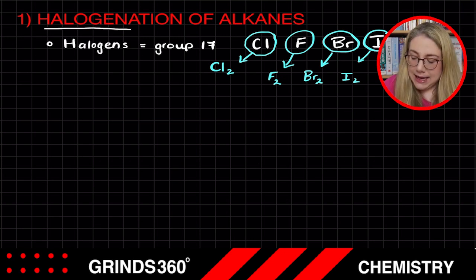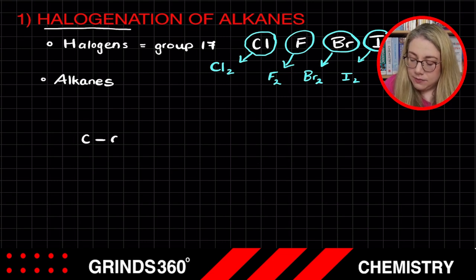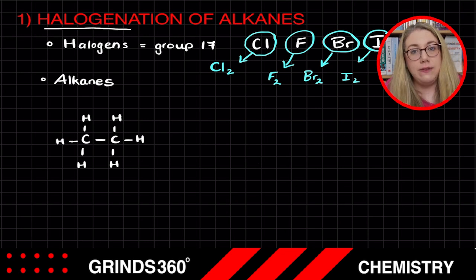Now, for the alkanes themselves, alkanes are a bit rubbish in chemistry. They are super unreactive. They're not like the alkenes, which we will see in addition reactions later on. Alkanes are really rubbish. They undergo substitution reactions, but they don't undergo addition reactions. They can't. They don't have enough electrons in their carbon-carbon bond for them to undergo addition reactions.